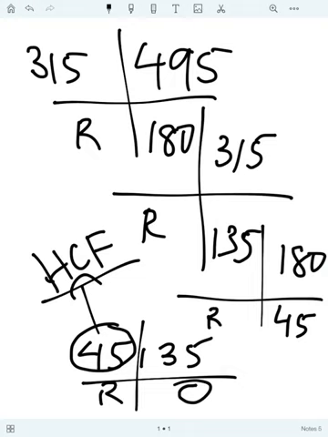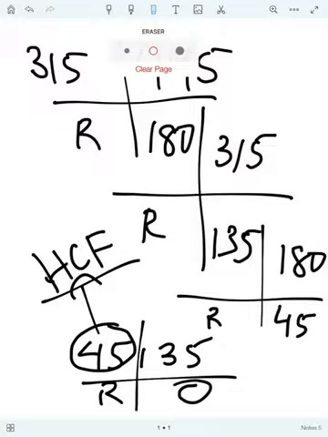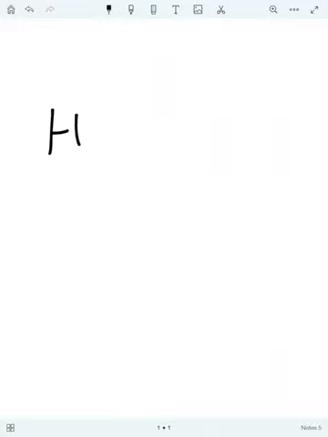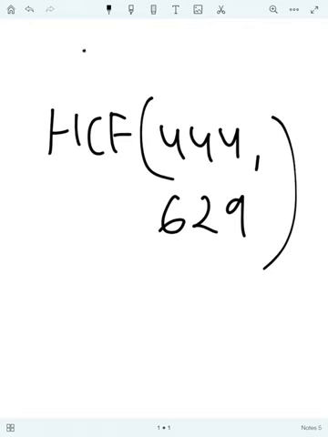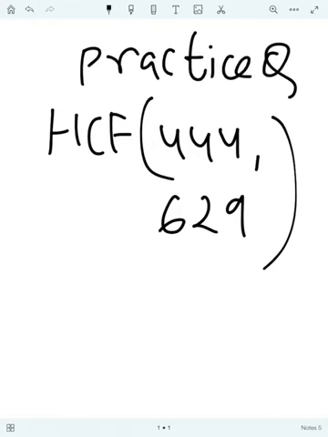So I hope it is clear to you. Long division method. So for practice, you can note down one question: HCF of 444 and 629. This is your practice question. The solution of which we'll discuss later.